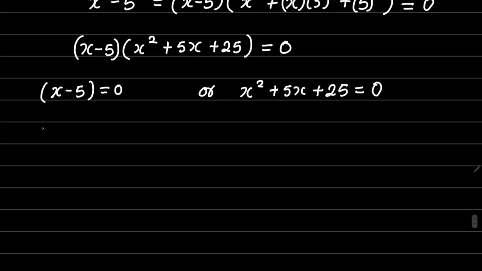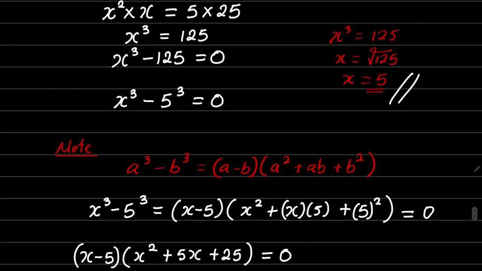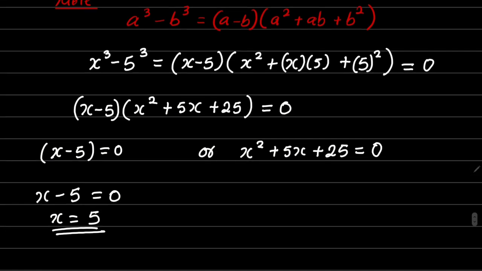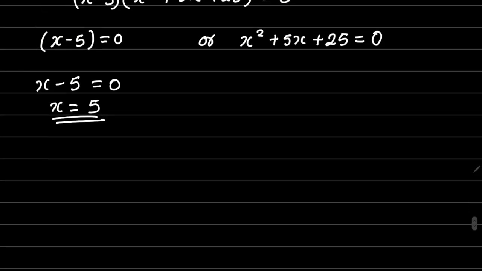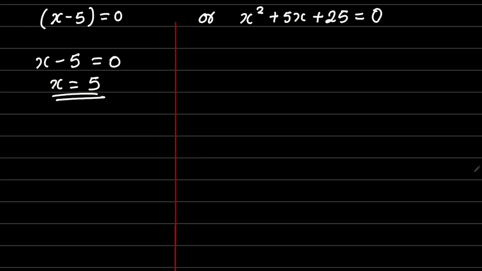Now, the first is very simple. We can just say x minus 5 is equals to 0 means that x is equals to 5. That is one of the roots. Remember, I told you something from the beginning. Now, the other equation will give us the other imaginary roots. So let's work it out. Now, this is x squared plus 5x plus 25 is equals to 0.